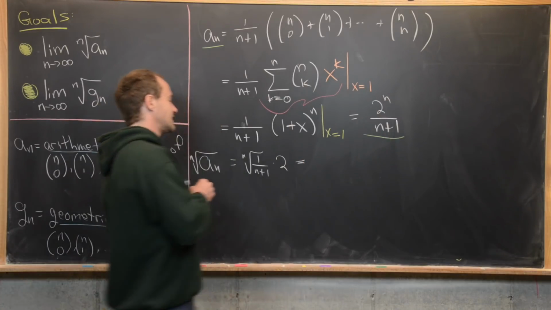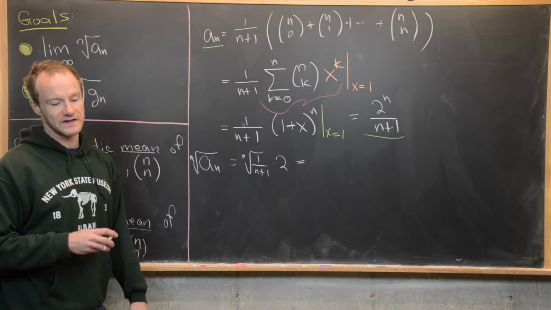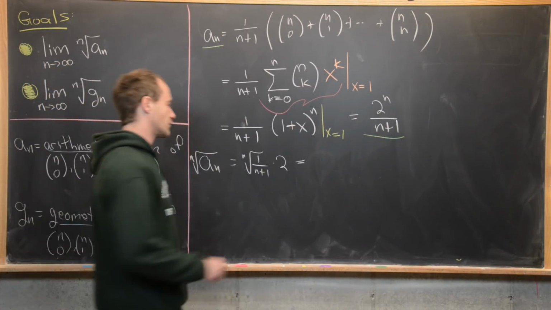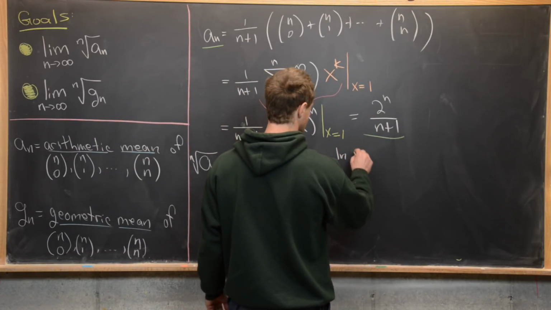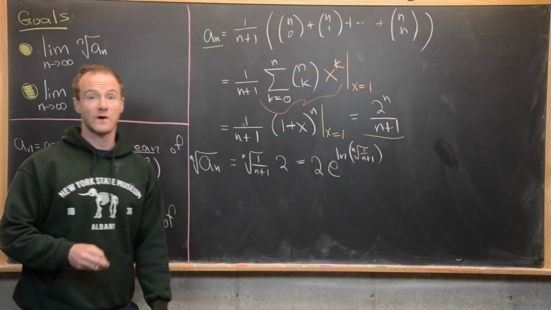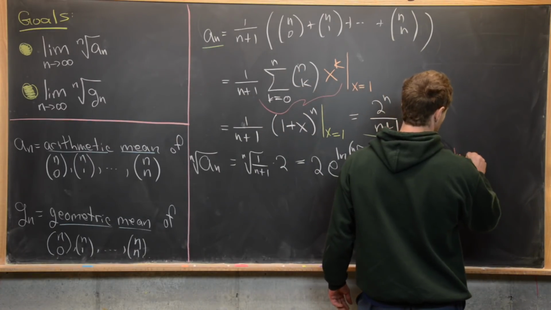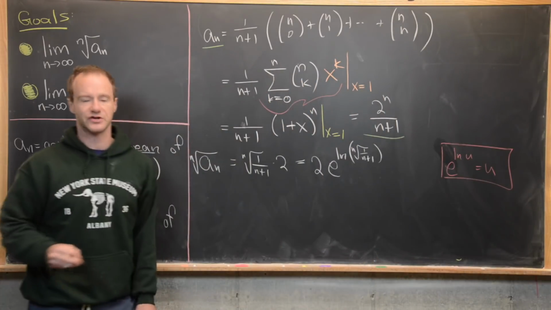So now the next thing that I want to notice is that maybe it would be tricky to find the limit of this as n goes to infinity, but I can use a trick. I'm going to go ahead and rewrite this as 2 times e to the natural log of the nth root of 1 over n plus 1. So what fact did I use right here? I just used the fact that e to the natural log of u is equal to u, and that's going to be true for all appropriately chosen u.